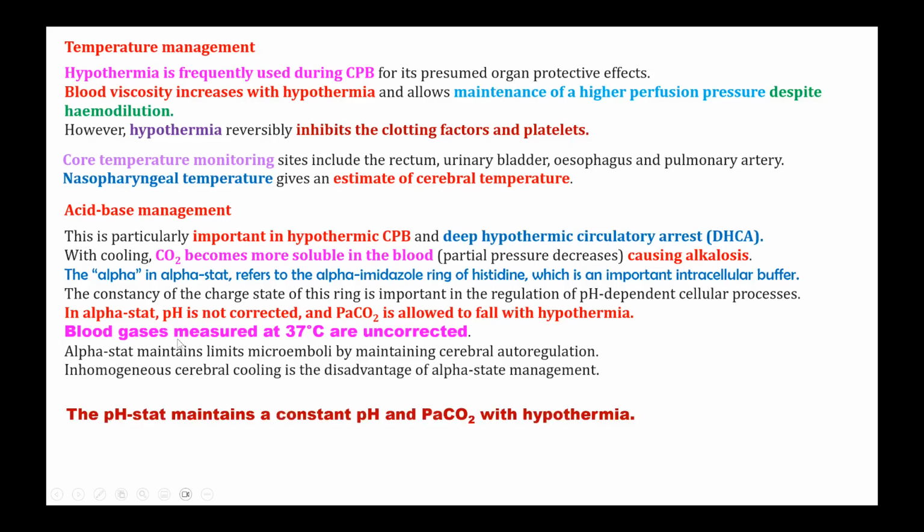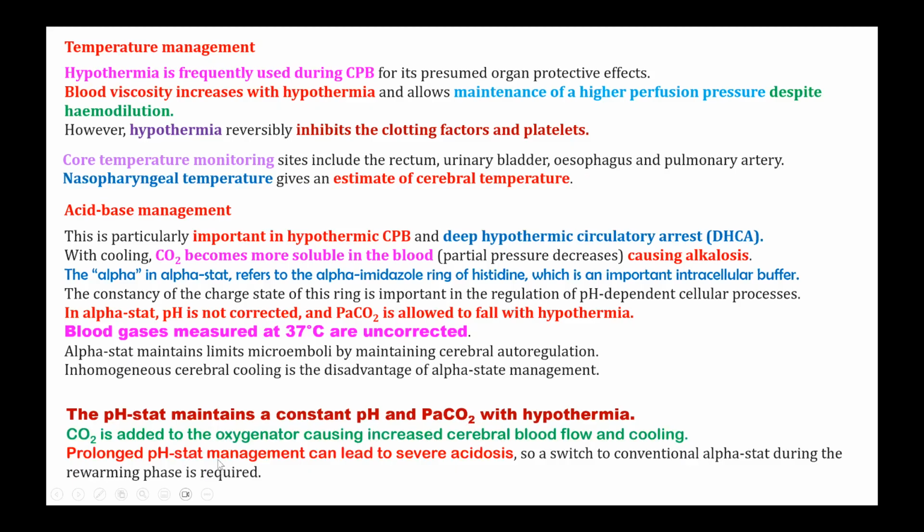Then the other method of acid-base balance is what is called pH stat, where you correct the pH according to the temperature. The correction is done for the amount of hypothermia that is induced. So a constant pH and PCO2 is maintained by adding CO2 to the blood sample. CO2 is added to the oxygenator, causing increased cerebral blood flow and cooling. Prolonged pH stat management can lead to severe acidosis, so switching to conventional alpha stat during the rewarming process is required.